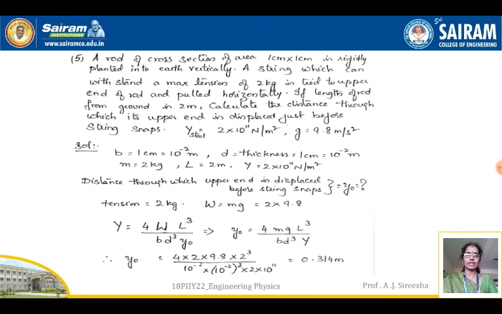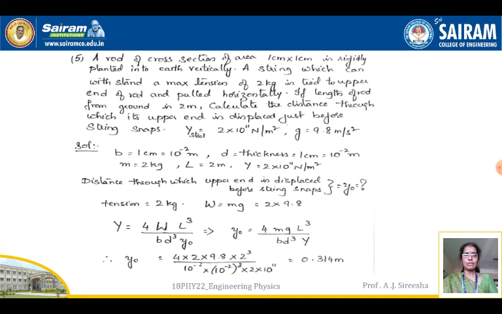g is 9.8 meters per second square. Now this problem is similar to the single cantilever, where one end of a rod of cross section area 1 centimeter into 1 centimeter, that is breadth and thickness are given as 1 centimeter and 1 centimeter, is rigidly planted into the earth vertically. That means one end of the rod is fixed in the earth and the other end is given a tension of 2 kg, tied to the upper end of the rod and pulled horizontally. So this is similar to the single cantilever.